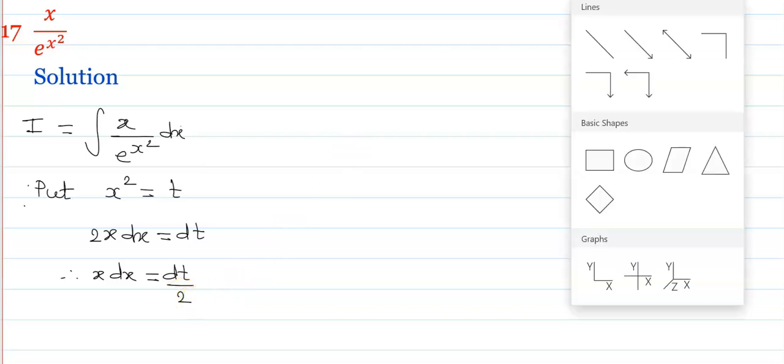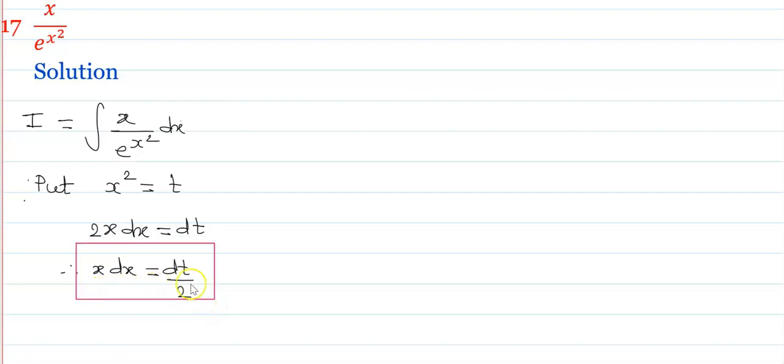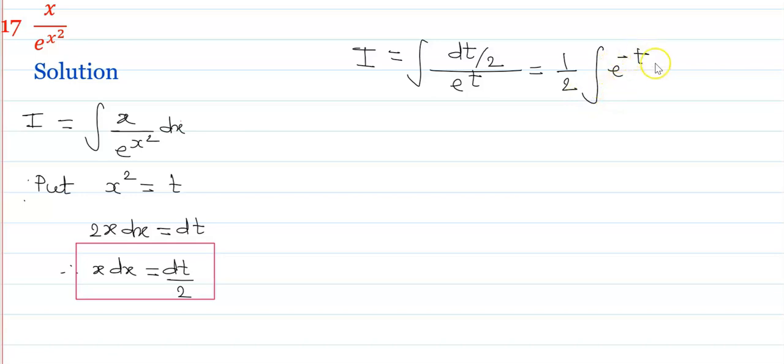Okay. And here x into dx is dt upon 2, and therefore our integral I is equal to integral x dx is dt upon 2 upon e raised to t, and that's equal to 1 upon 2 e raised to minus t dt, and therefore its integral is 1 upon 2 e raised to minus t.